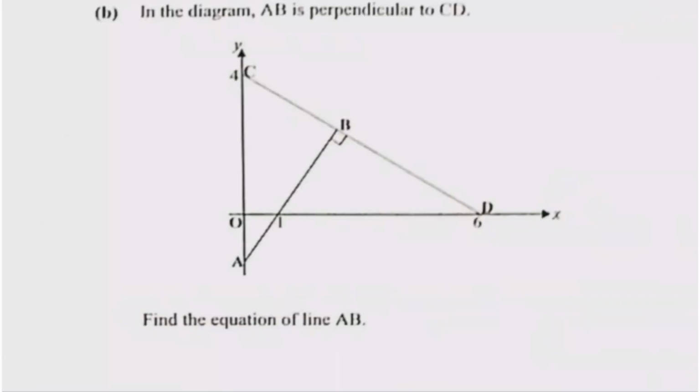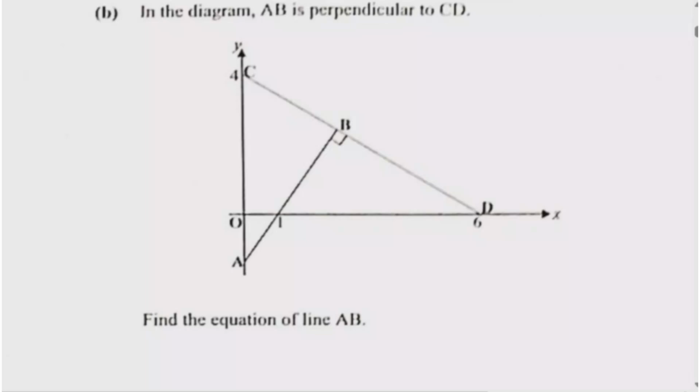14b, which is as follows. In the diagram, AB is perpendicular to CD. What you also need to bear in mind is the statement itself, which is saying perpendicular, which is this word. This is the keyword in this expression. So you need to understand what a perpendicular line is.